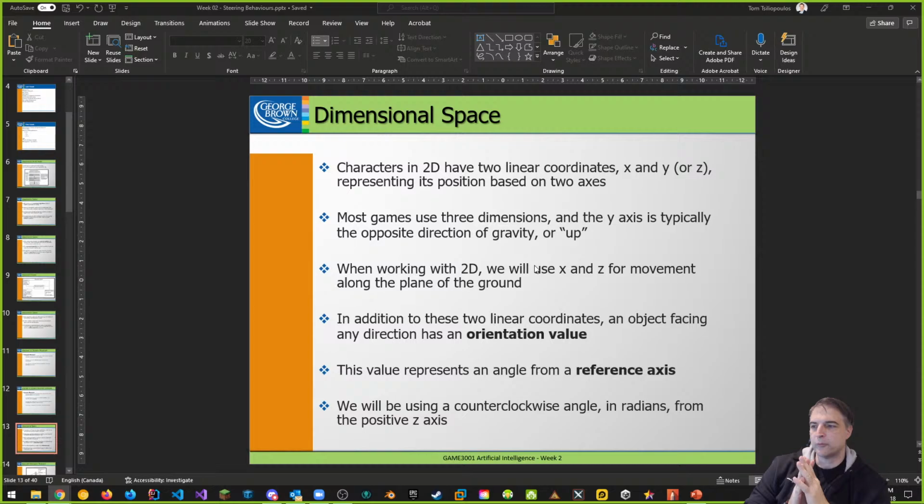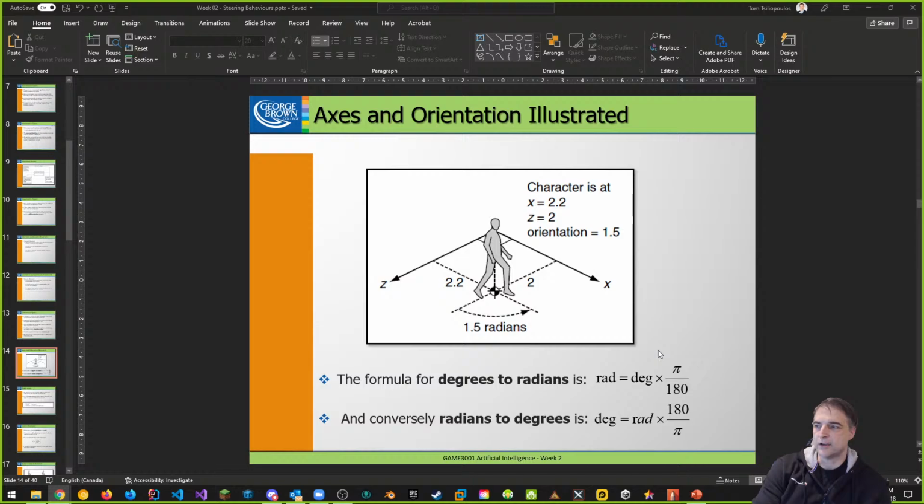A lot of times we don't just have X and Y, or X and Z depending on how you look at it, for where something is going to be. We also have something called an orientation value, or facing. That's important. A lot of times the orientation value or facing of an object, or direction if you will, is an angle relative to a reference axis. For example, an angle relative to the y-axis or an angle relative to the x-axis. That's typically how we do our orientation value. When we think about our axes and orientation, here's an example of that. A lot of times we use radians, and we want to convert from degrees, because humans have a lot of difficulty using radians in the real world, for the average person anyway. So we want to convert degrees to radians.